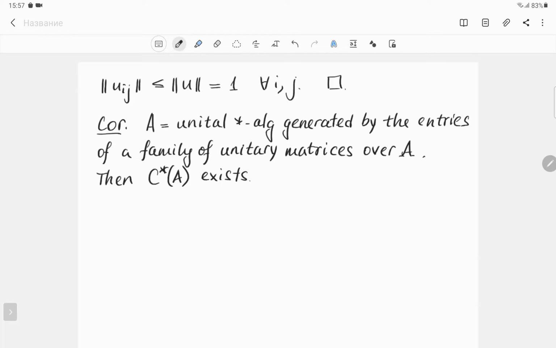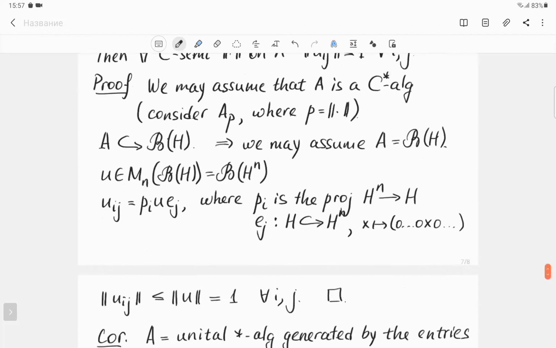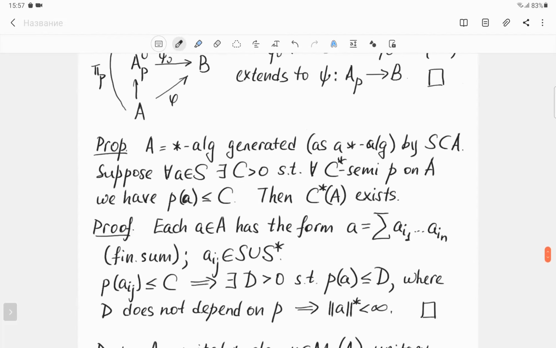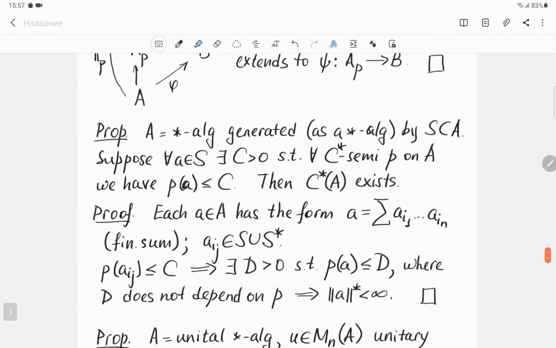This is simply a combination of two previous results, because we know that if we take the entries of these matrices, then by the previous proposition, each C-star seminorm is bounded by 1 on these entries. And now applying this result, we see that the C-star envelope of A exists.